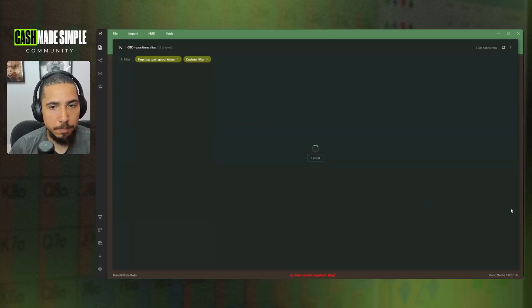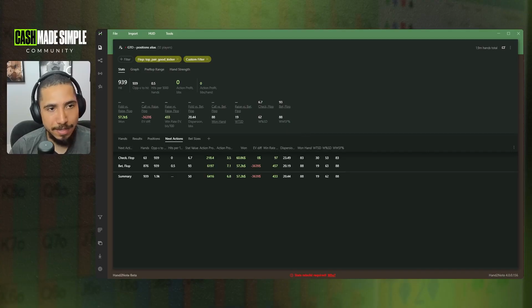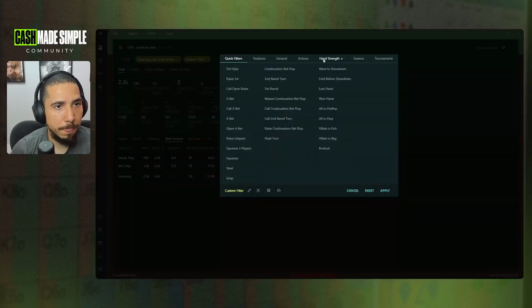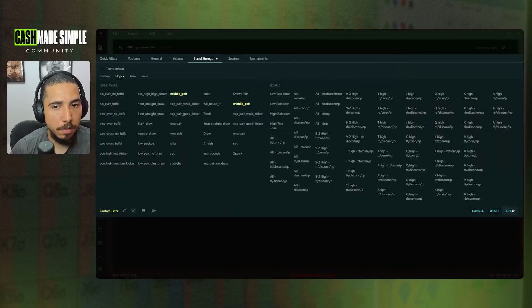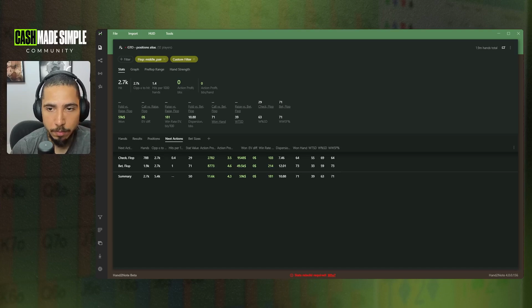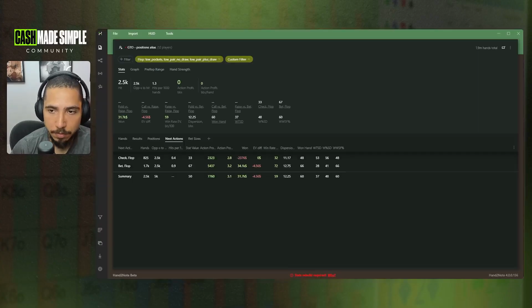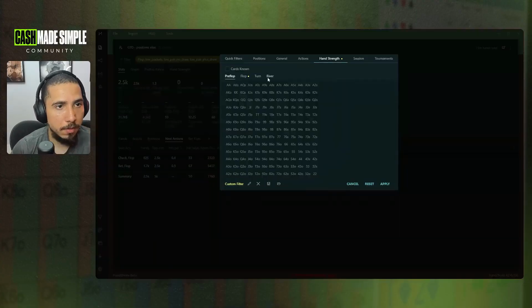Top pair good kicker. We're going to have a 93-7. So also pretty much pure betting those. Top pair weak kicker. Now we see something 70-30. So top pair weak kicker, we start to have some proper mixed strategies, 70-30. With middle pairs, we're going to have 70-30 as well. So very different from the two-tone boards. Low pair, low pockets. We're going to have 70-30 as well. Very interesting.